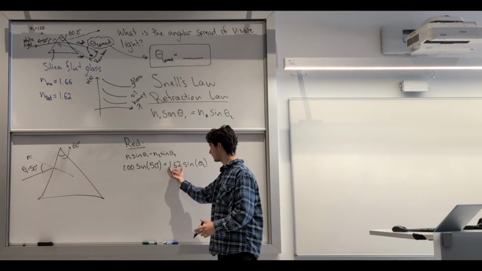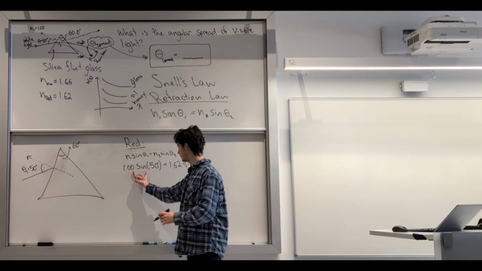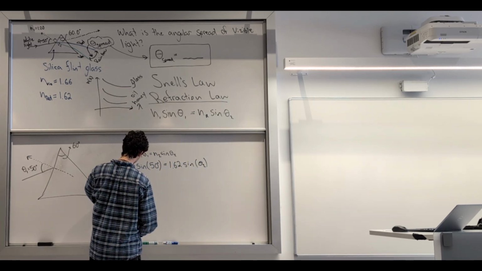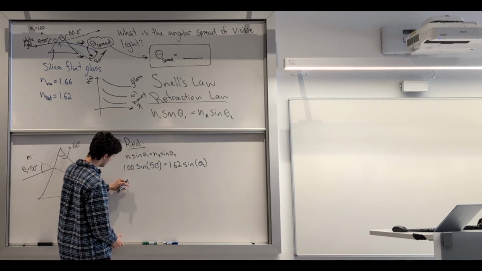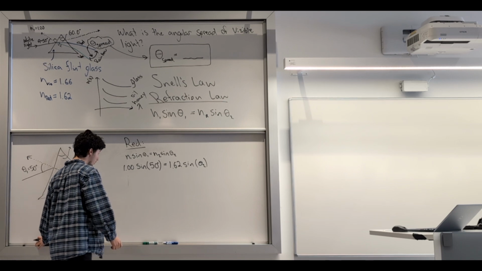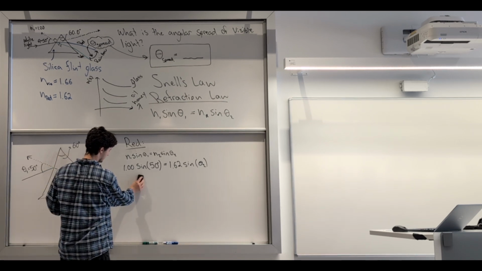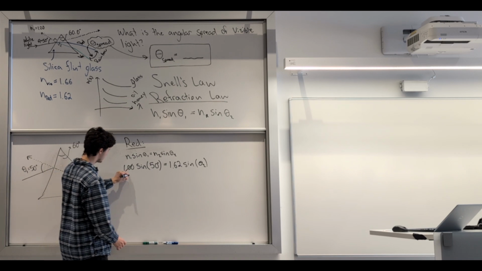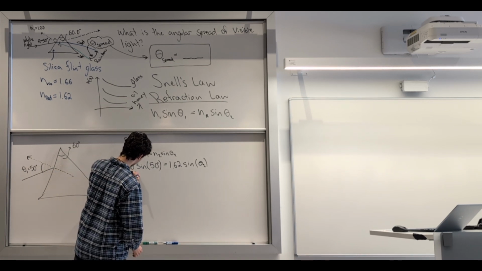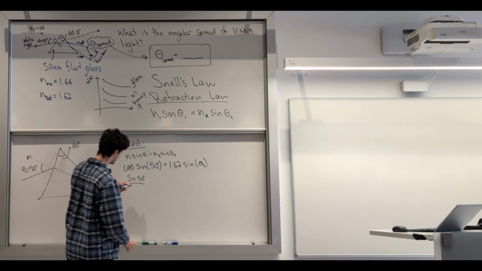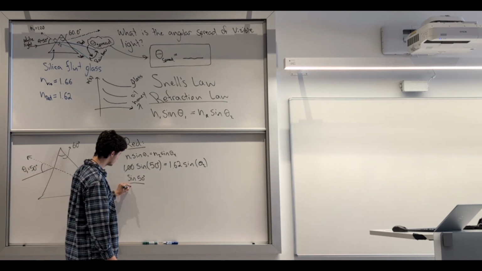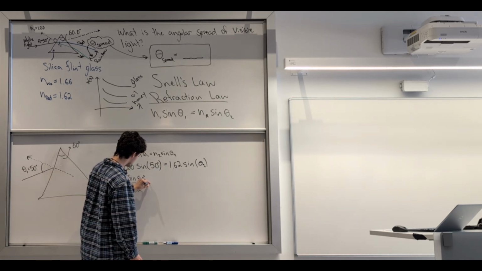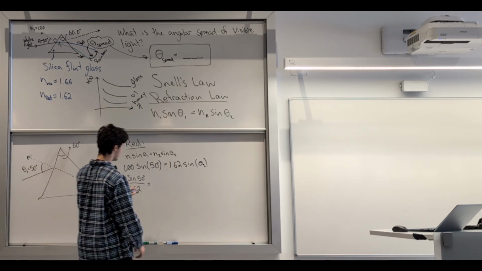How I can isolate for it is divide by this 1.62 on this side. So I'll do that in steps. Actually, 1 multiplied by anything is just the same thing, so I could just omit this 1 over here to simplify things. In the numerator, I have sine of 50 degrees. In the denominator, I have 1.62, equals sine theta 2.